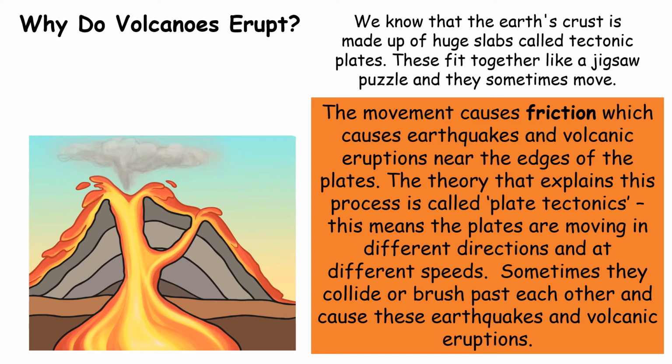Sometimes they can collide, which might also be called converge, which means they come together, or brush past each other, and the result of that is earthquakes and volcanic eruptions. On the other hand, they can separate, or diverge away from each other, which is when we get our trenches. So these plates move and shift all the time, and there's always lots of volcanic activity happening underneath our surface that we don't often realize.